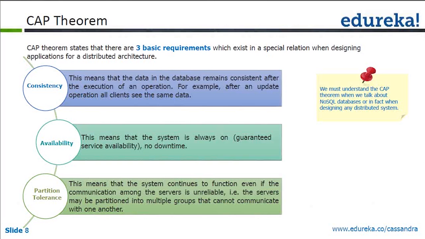So at least 2 out of these 3 features, a distributed system must satisfy 2 out of the 3 features that are part of this theorem. Alright, let's go one after the other. The first one is consistency, okay, which means that the data in the database remains consistent after the execution of an operation. So imagine, let's take an example of an application.